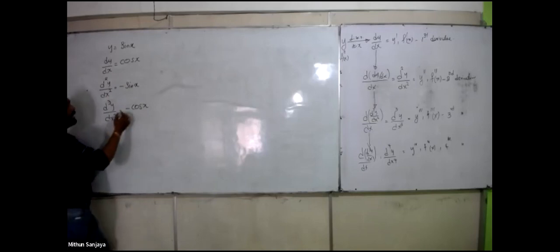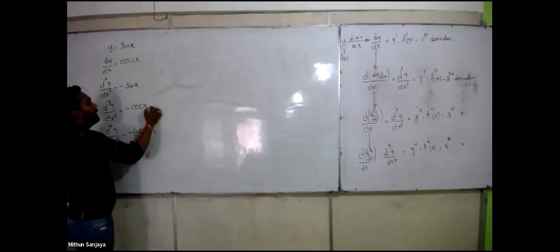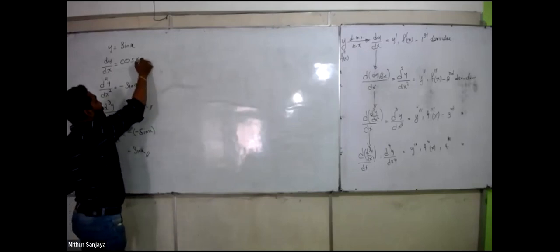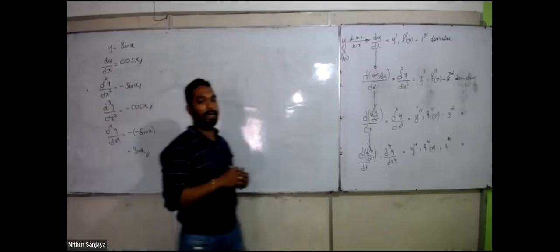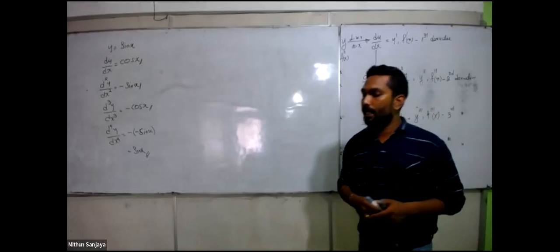Like that, this one can also be differentiated again. The fourth derivative, d4y over dx4, is the differentiation of minus cos x, which is sin x. So like that, we can get the differentiations again and again. They give the higher order differentiations.